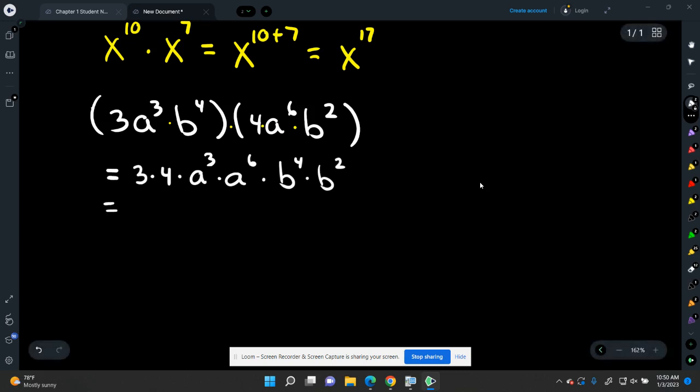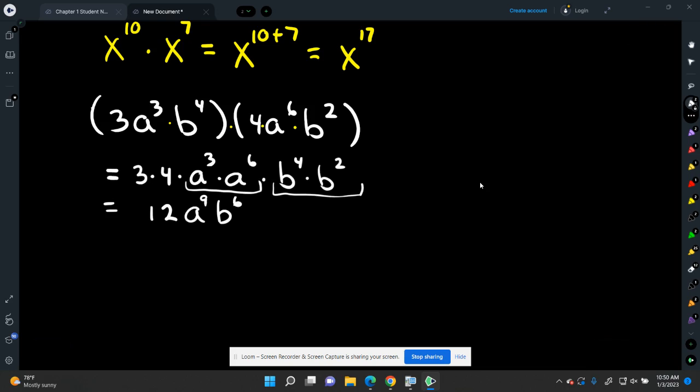So now we have 3 times 4, which is 12. How about a to the 3rd times a to the 6th? A to the 9, right? We have same base, so we add the exponents. And the b's, I have the same base, so I'm going to add the exponents. That becomes b to the 6th. And we're finished. 12, a to the 9, b to the 6 is my answer. Question on that one? Okay, let's do another one.